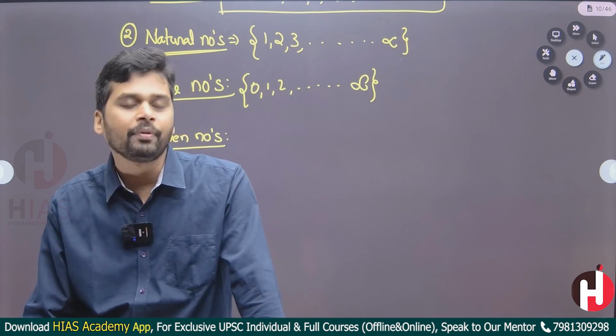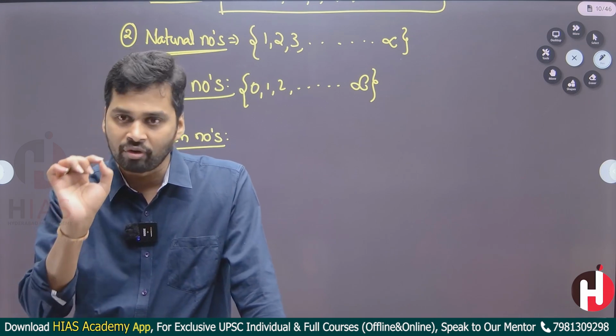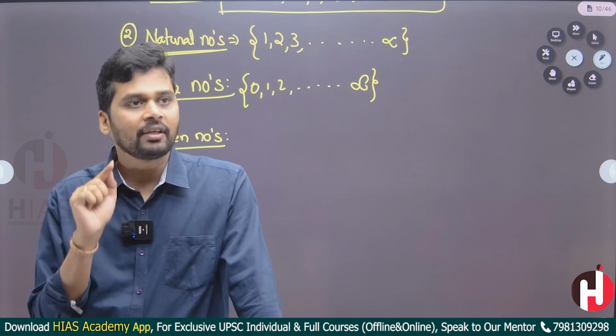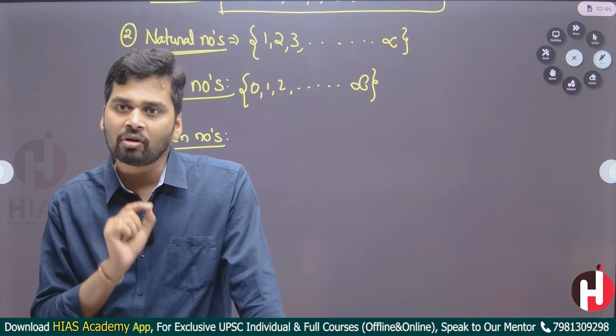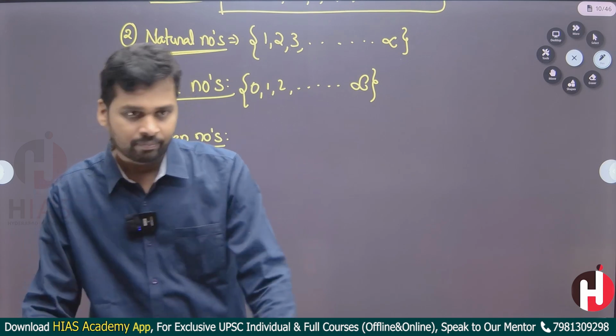Generally, divisible means it should be perfectly divisible by 2, which means that when you divide any number by 2, if you get the remainder 0, those types of numbers are called even numbers, right?